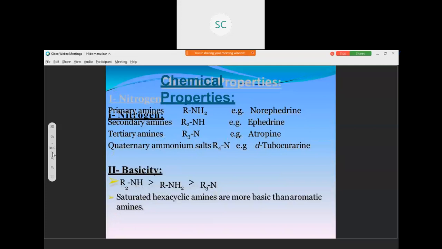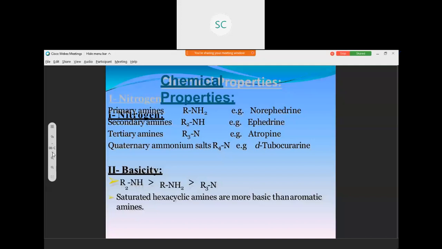Next one, chemical properties of alkaloids. In alkaloids, nitrogen atom is present in the form of primary amines or secondary amines or tertiary amines or quaternary ammonium salts. For example, the nitrogen atom in norepinephrine alkaloid is present in primary amine form, and in ephedrine alkaloid nitrogen is present in secondary amine form, and in atropine alkaloid nitrogen is present in tertiary amine form.